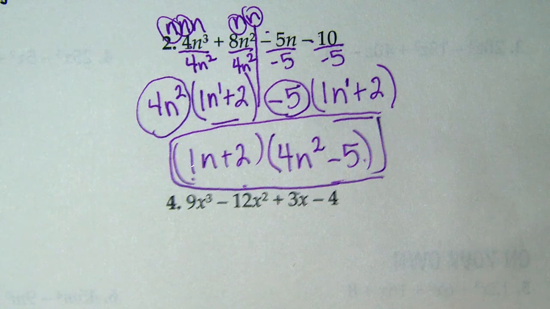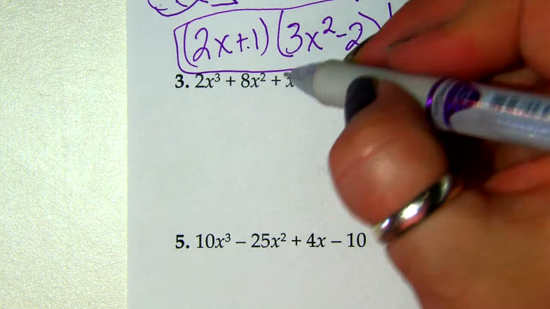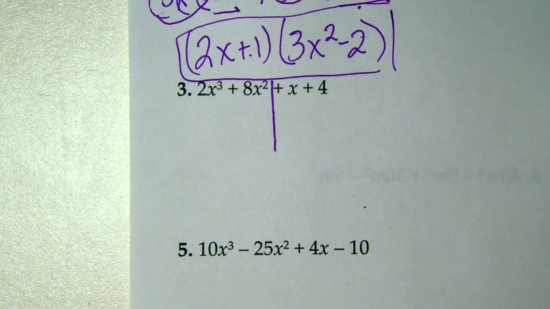Let's try another one. Number 3. So again, first thing, draw a line down the middle. Find the greatest common factor on the left. So we're looking for a number that goes into 2 and 8. So 1 goes into both, but it's not the greatest because 2 goes into both.